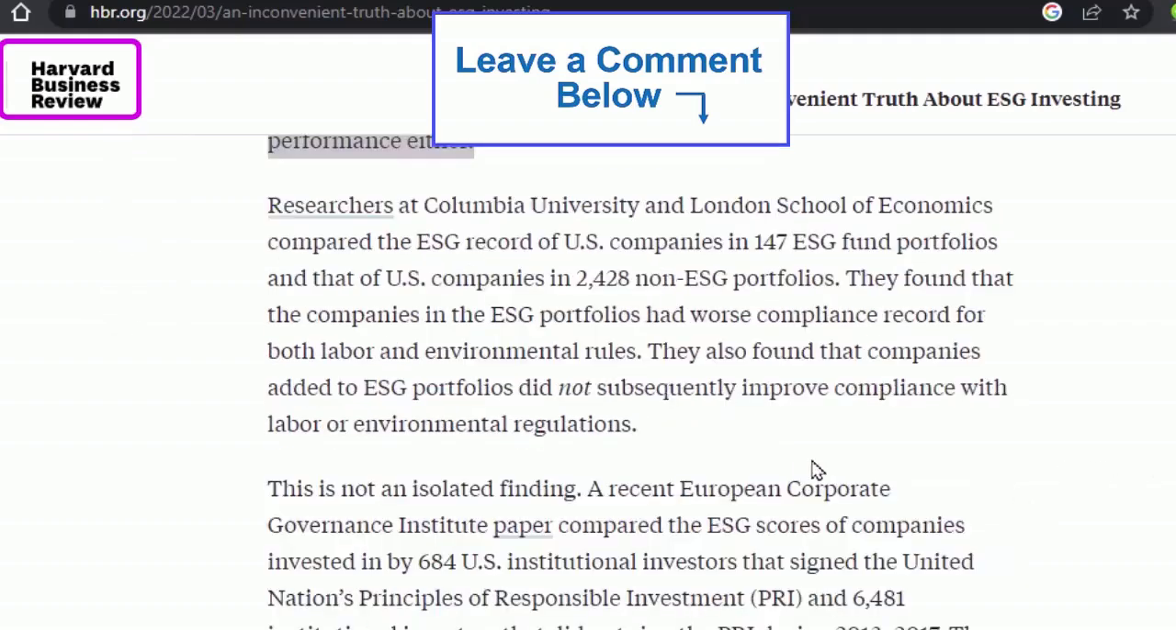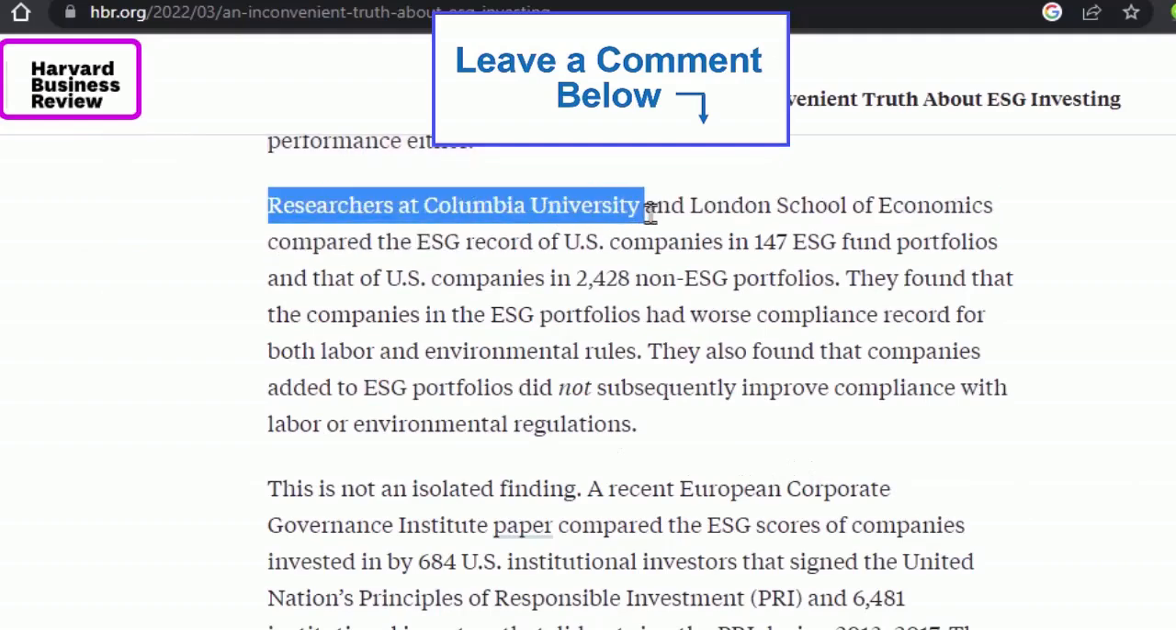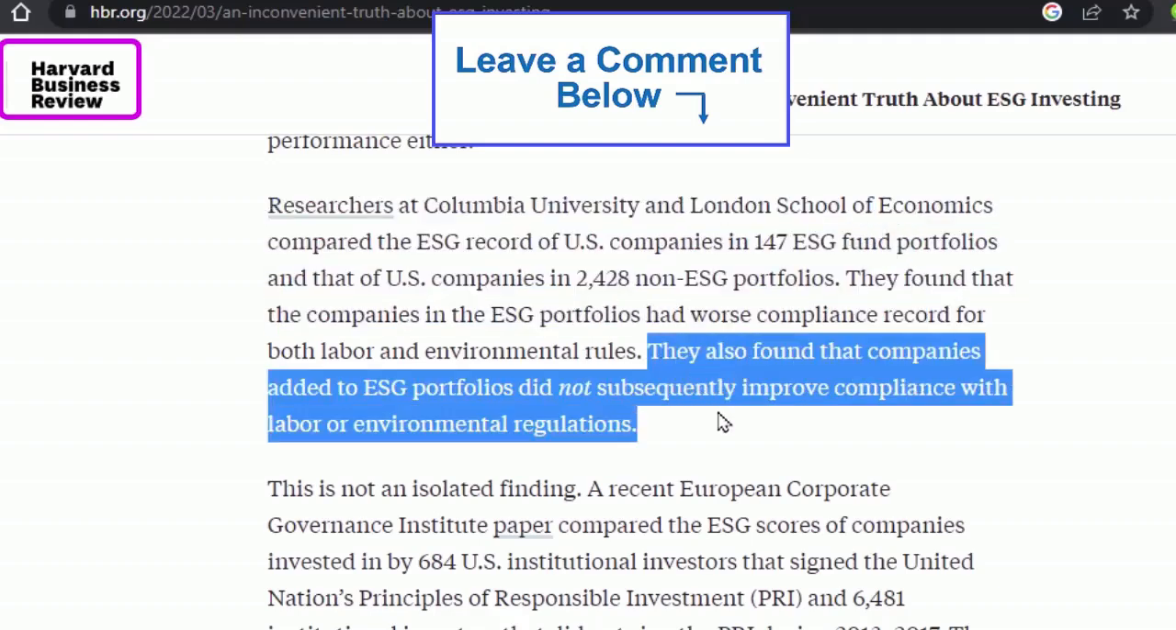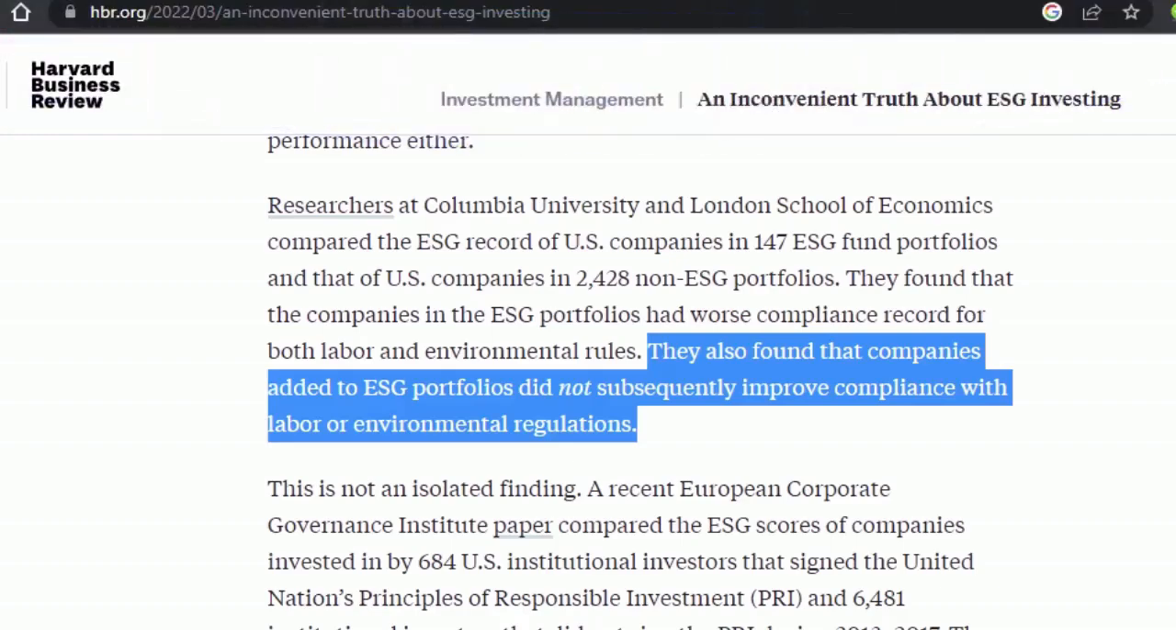But then there's another problem, and that is the research at Columbia University and the London School of Economics. Okay, let's just go down here. In fact, we can go all the way down here. They also found that companies that were added to ESG portfolios did not subsequently improve compliance with labor or environmental regulations. So wait a minute, you might have good intentions, but is it really helping? Well, here's one study that says, at least at that time, no.